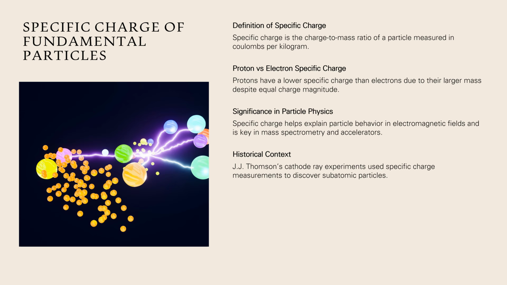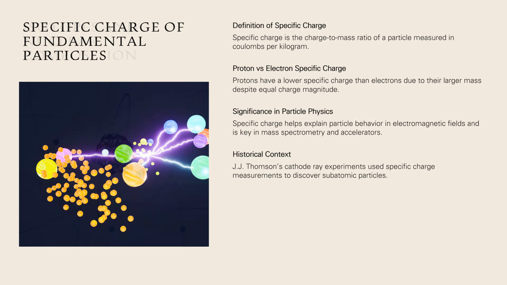In contrast, the electron has a much smaller mass but the same magnitude of charge, giving it a significantly larger specific charge of about minus 1.76 times 10 to the power of 11 C per kilogram. This large difference explains why electrons are much more easily deflected by electric and magnetic fields compared to protons.